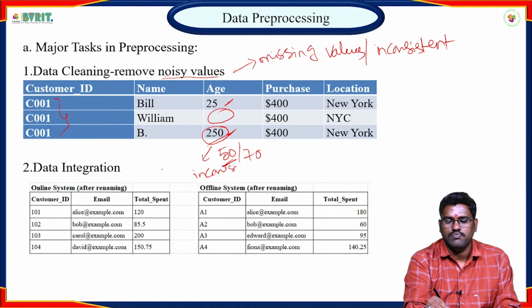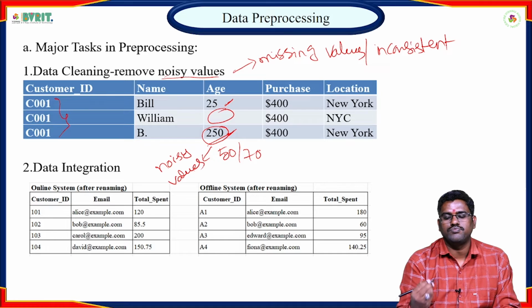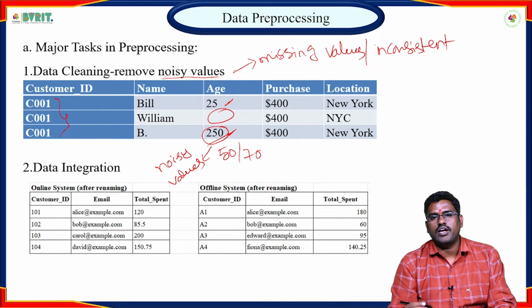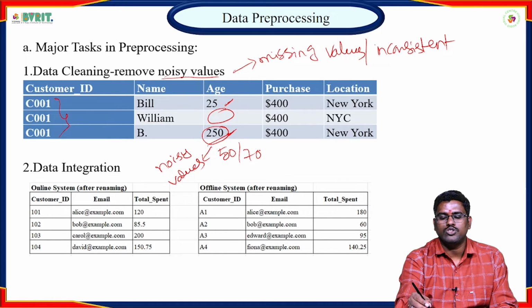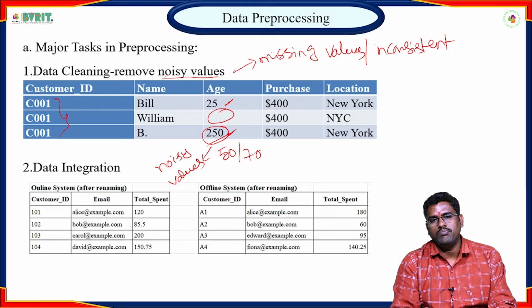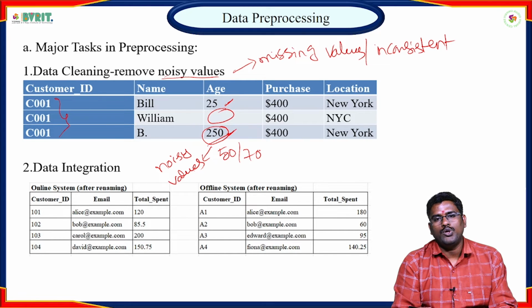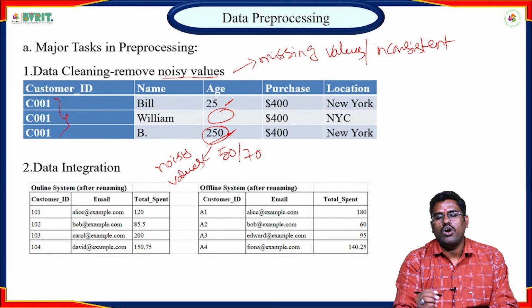These values are called noisy values. That is, the value will not be within the constraint, the value will be increased. If it is a typing mistake, then 50 is replaced with 250. So we need to remove or change the 250 into some other value. That is called a noisy value.